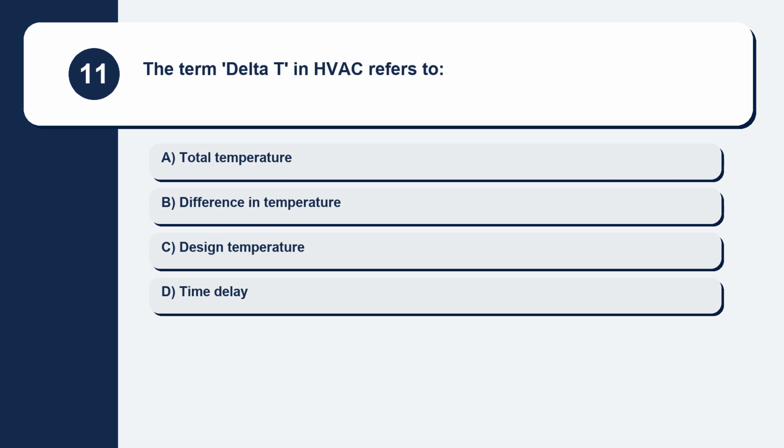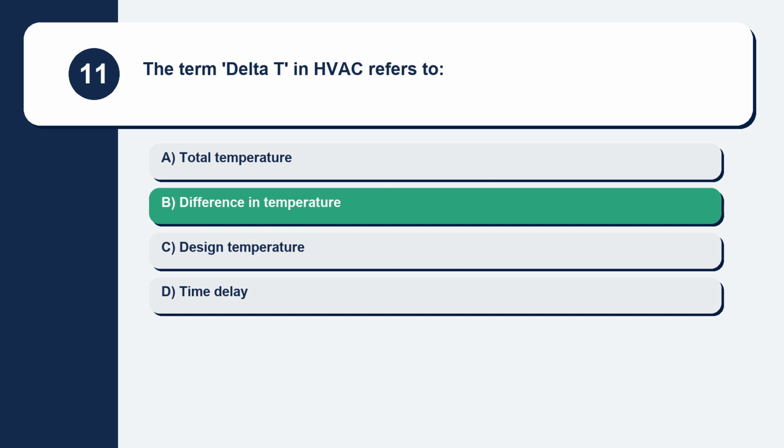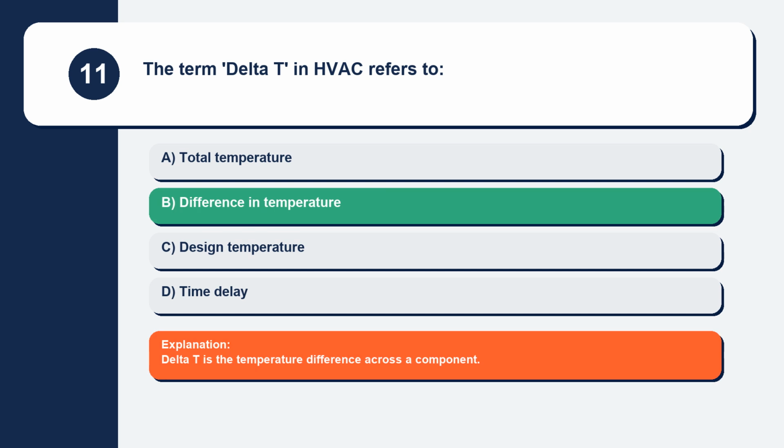Question 11. The term delta T in HVAC refers to: total temperature, difference in temperature, design temperature, time delay. Delta T is the temperature difference across a component.